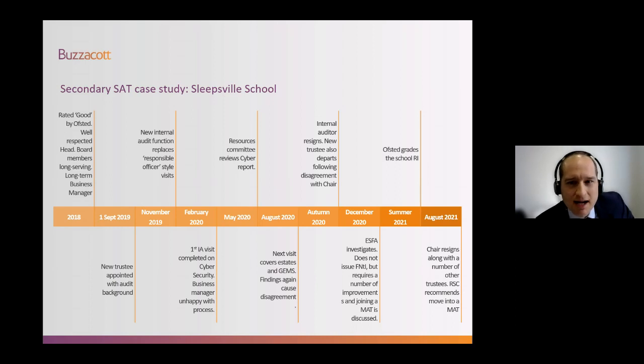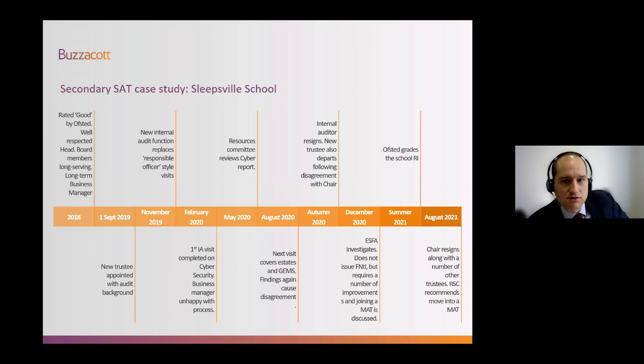And again, the same thing happened. The findings caused disagreement, this time with the premises manager and the business manager, and they felt they were disproportionate recommendations. This time, the chair of the committee requested that the internal auditors come to the committee and report their findings, as well as the business manager being there. And this made for a rather tense meeting.